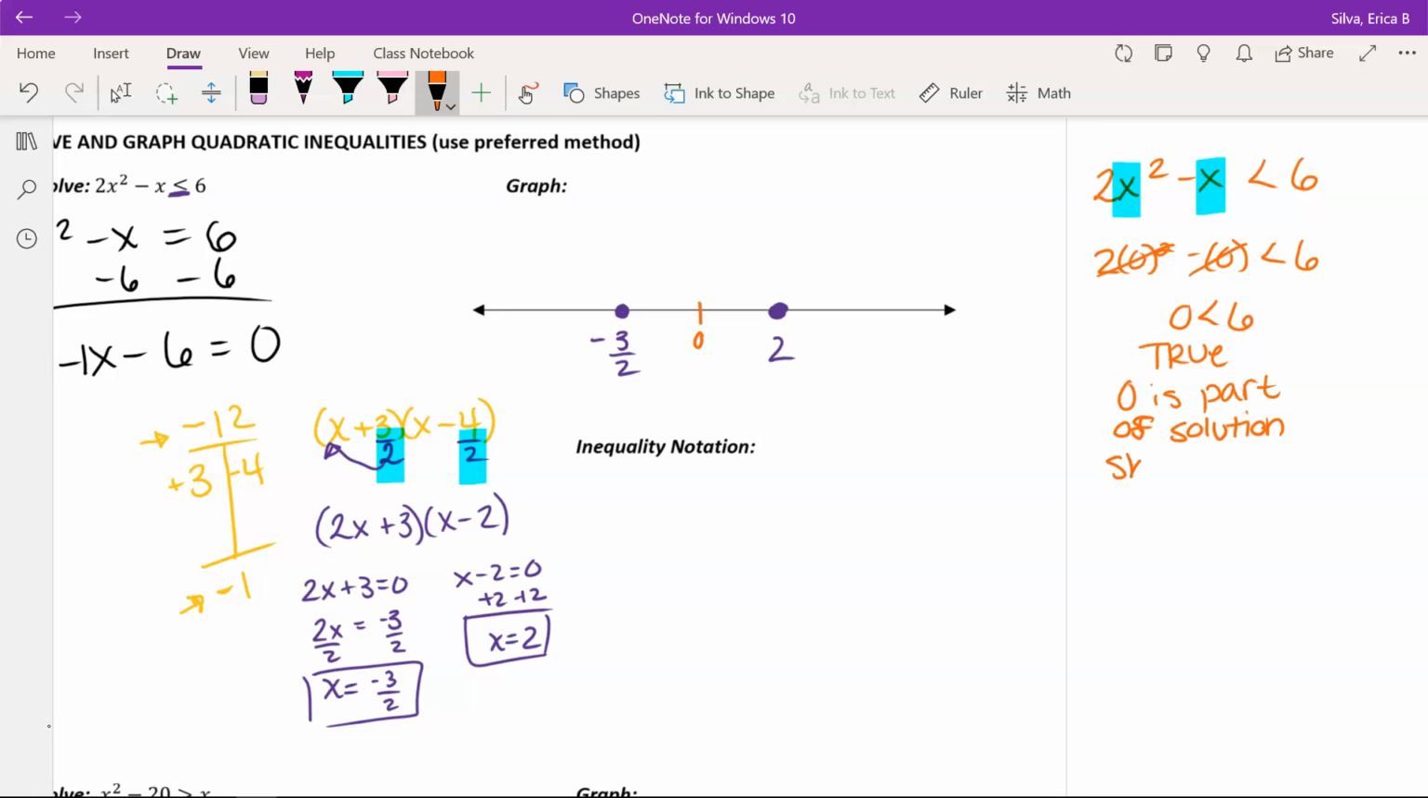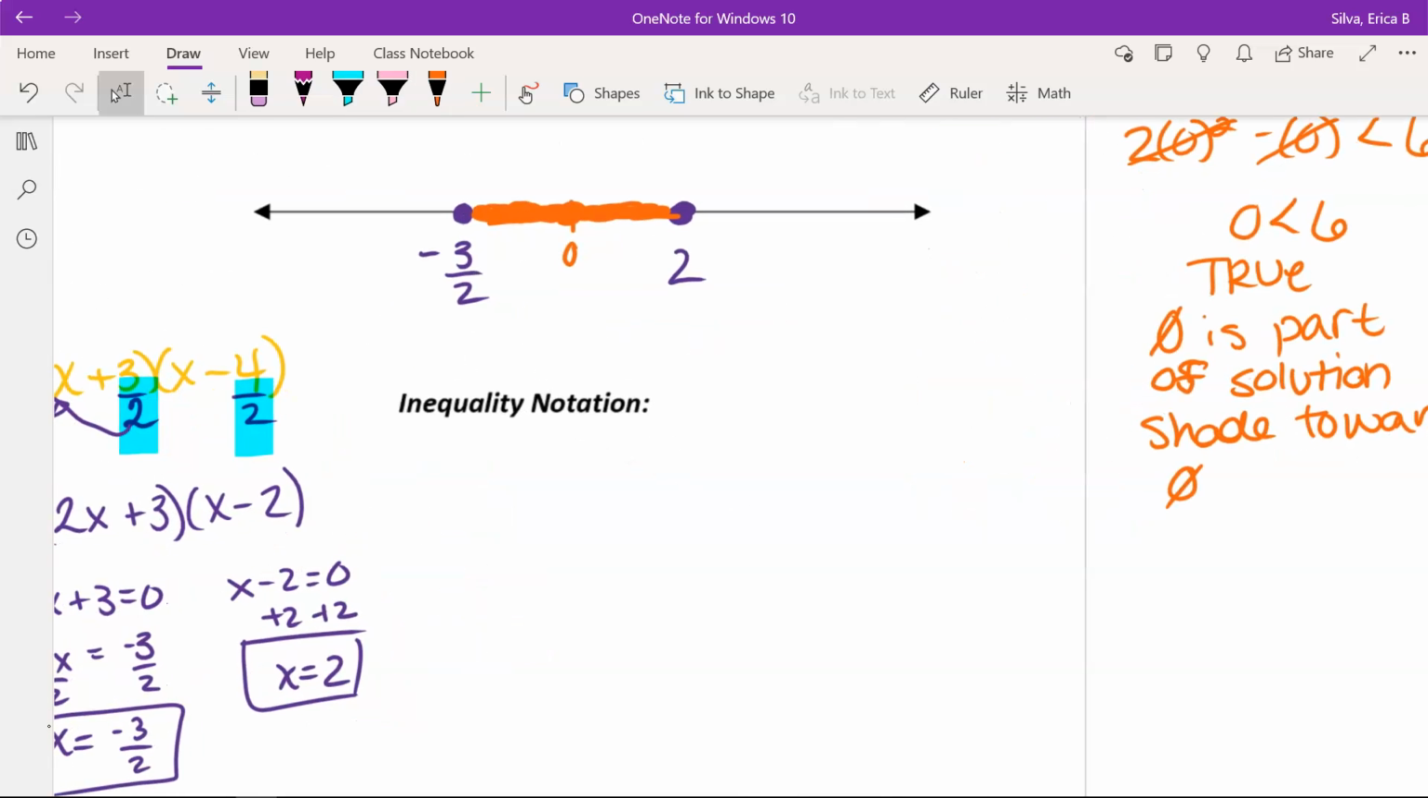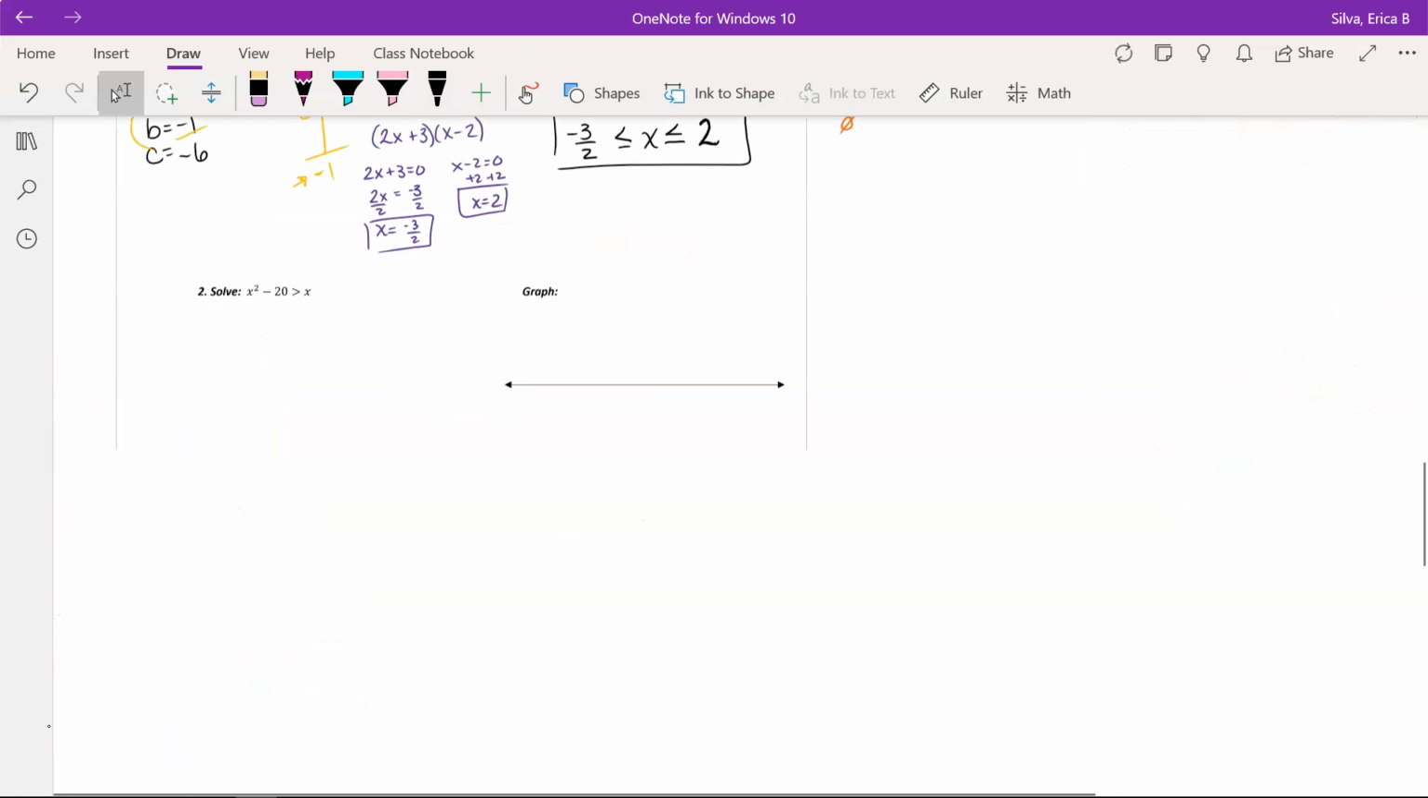So we want to shade towards the 0, or where 0 is included. So 0 is here because it's part of my solution set. Then we're going to shade everything in between. So my graph looks like this. Now, in inequality notation, we want to write this number, -3 over 2. Your x's are between that and my other number, 2. So x is greater than or equal to -3 over 2, but less than or equal to 2.